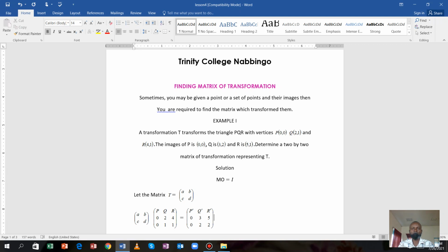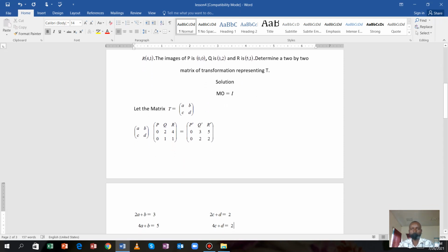Now I want us to determine a 2 by 2 matrix representing T. What is this matrix? So don't forget, of course, MO equals I. What's the matrix? Now, in this case, we don't know the matrix, so I'm calling it T. You can call it M, you can call it any letter, and put some letters inside, and I would advise you small letters inside. So for me, I'm calling that matrix A, B, C, D.